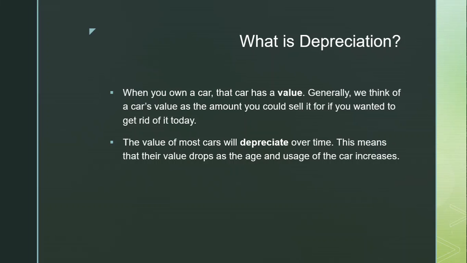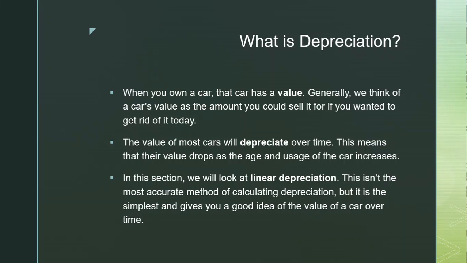When you buy a car, it has more value than when you get rid of it a few years later, because the age of the car is getting older and you've also put more miles on it. So it's just worth less money. Most cars are. So we're going to look at linear depreciation. This is not the most accurate method of calculating depreciation. It's not bad, but it's not the most accurate. But it is the simplest, and it gives you a good idea of the value of a car over time.